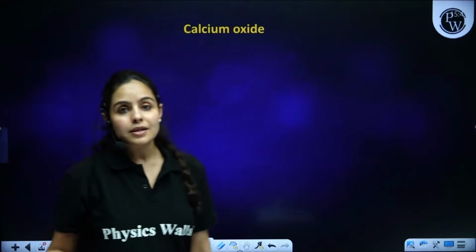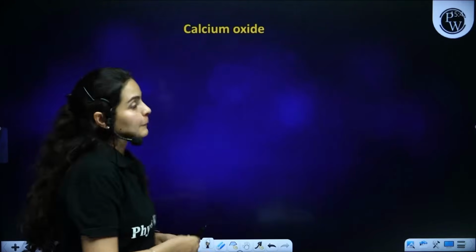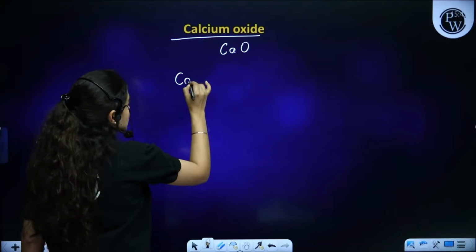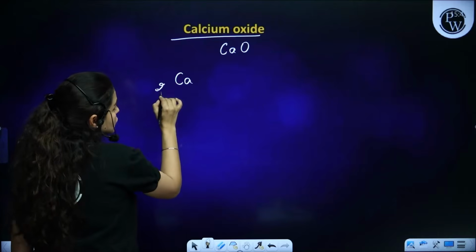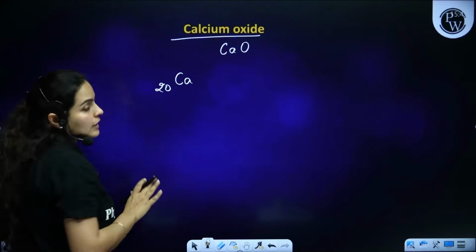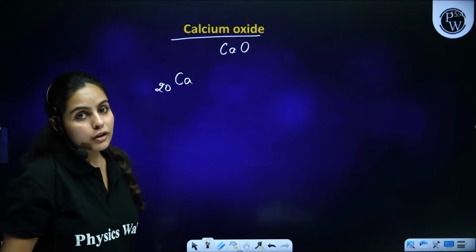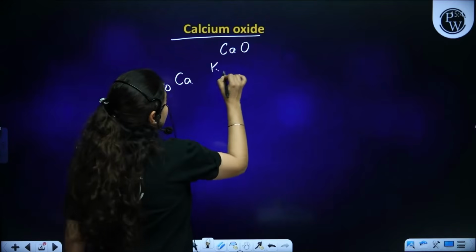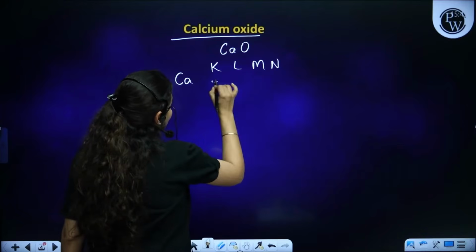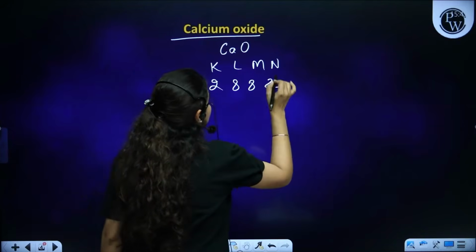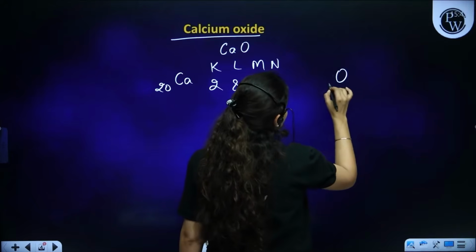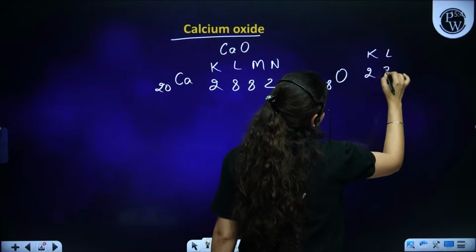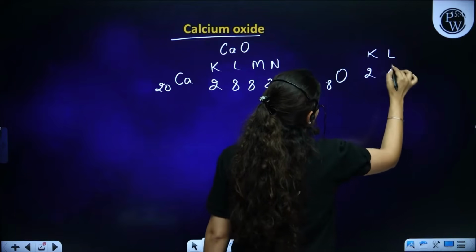So let's start with calcium oxide. The calcium oxide formula is CaO. You have to first write the electronic configuration. For that, you already know the atomic numbers and how to write the electronic configuration. You've already learned this in grade 9. So K, L, M, N. I know this is a basic thing, but that is very important. Atomic number 8 for oxygen, and then you have to write the electronic configuration.